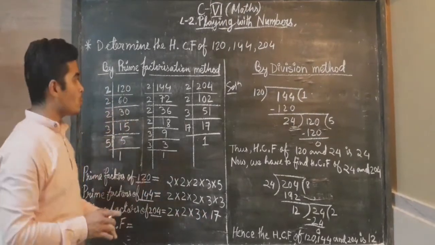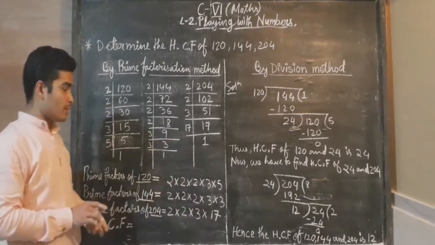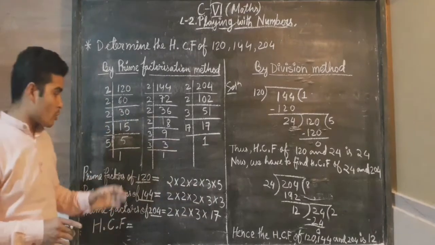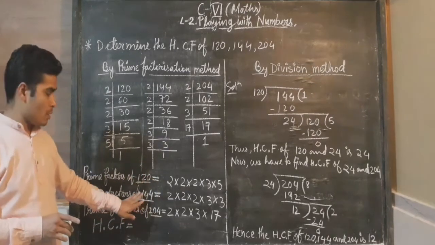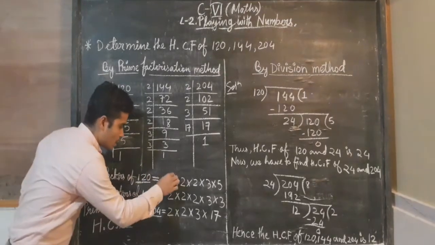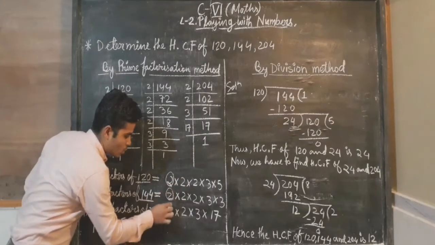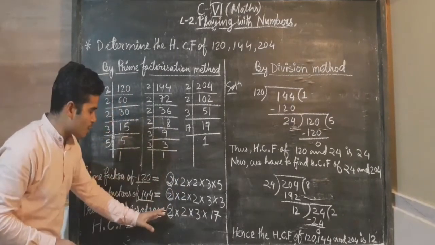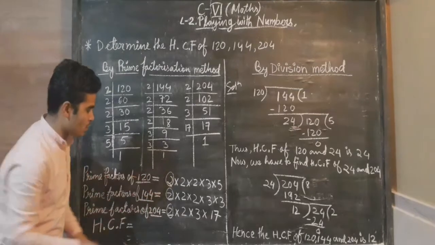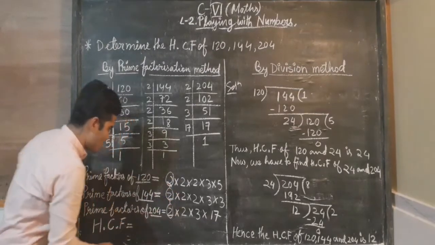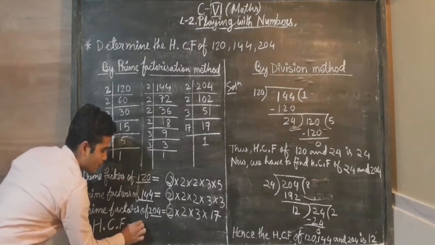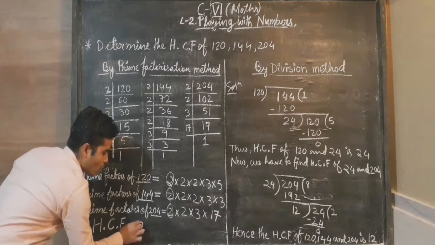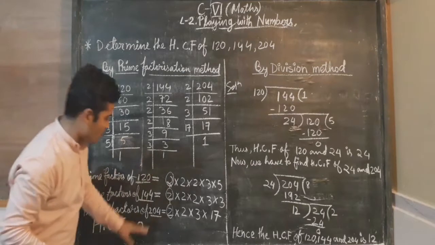After that, what should we do to find the HCF? We have to find the common factors of these three given numbers. You can see this row, 2, 2, 2. This factor is common in these three numbers. From these three I will write only one, because we write only the common one. So 2 is common.